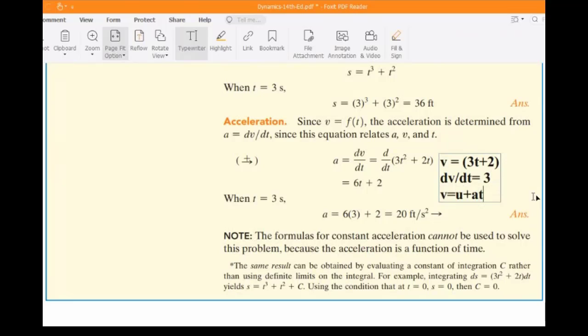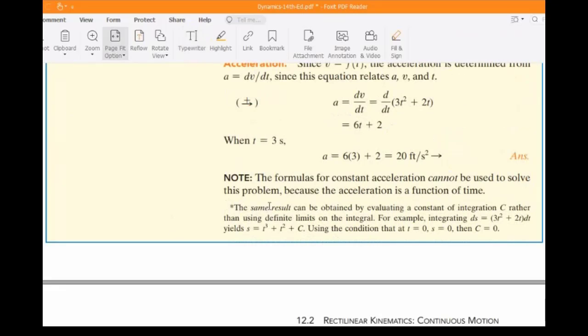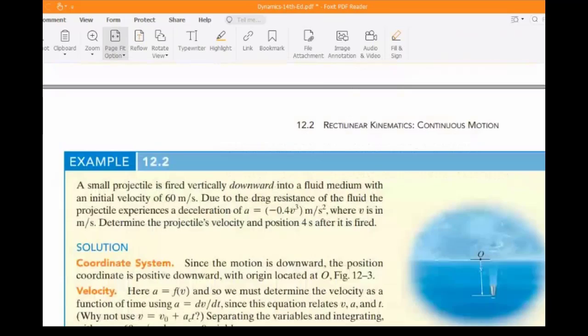Otherwise, as this is time dependent, we will not use direct equations. The same result can be obtained by evaluating a constant of integration c rather than using definite limits on an integral. For example, integrating ds = (3t^2 + 2t) dt yields s = t^3 + t^2 + c. So if you can solve this c, you can also find it out. We will not go into that complexity, because I guess it is easy for you now already.